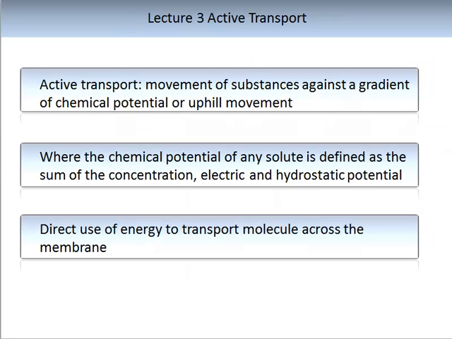The final process we are going to look at is that of active transport. The definition of active transport is the movement of substances against a gradient of chemical potential, or you can think of this as uphill movement. The chemical potential of any solute is defined as the sum of the concentration, electric and hydrostatic potential. Active transport involves the direct use of energy to transport molecules across the membrane.